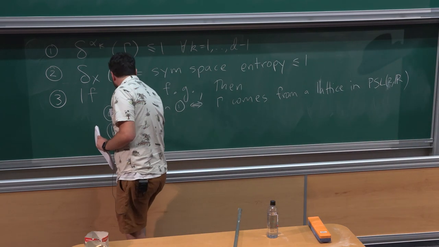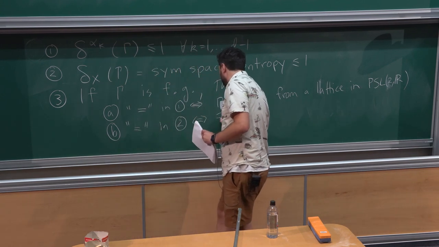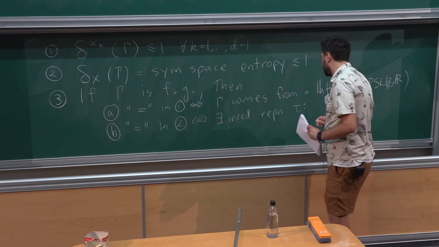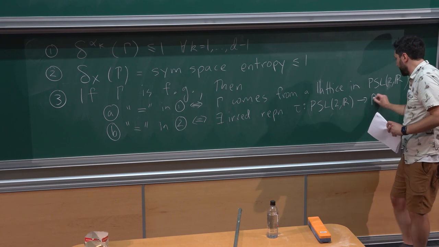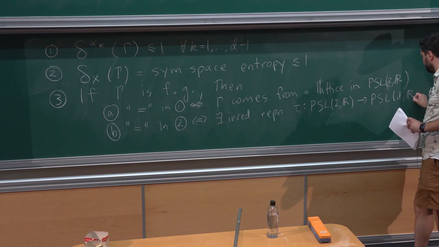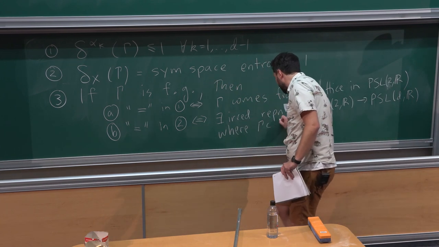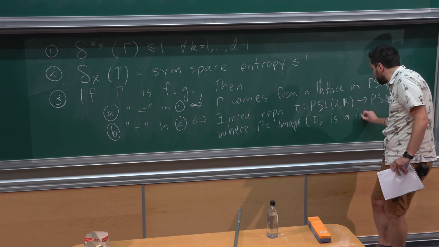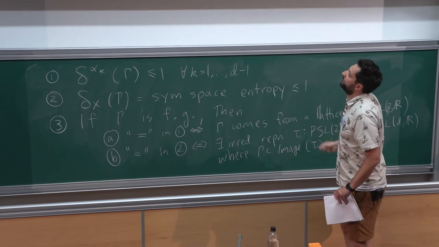And then B: equality in two if and only if there exists an irreducible representation tau from PSL 2R into PSL dR, where the image of gamma is a lattice. And so in particular, it comes from a lattice. So it's a representation of a lattice. So that's the theorem. Let me push that up to the top.